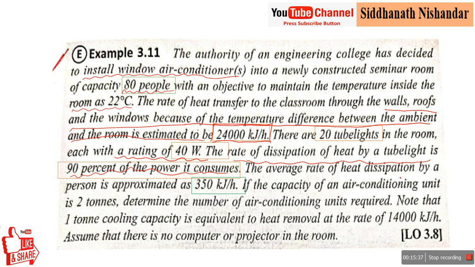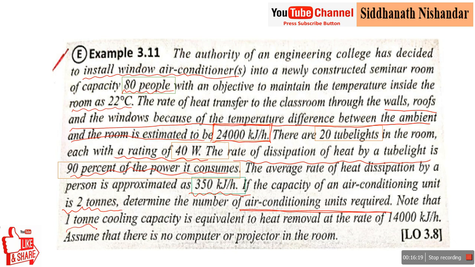The average rate of heat dissipation by a person is around 350 kilojoule per hour. The human body also dissipates heat, around 350 kilojoule per hour. These are the heating sources in the room: external, tube lights, and people. They ask, if the capacity of an air conditioning unit is 2 ton, determine the number of air conditioning units required.